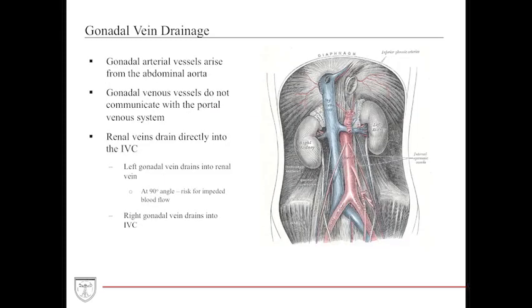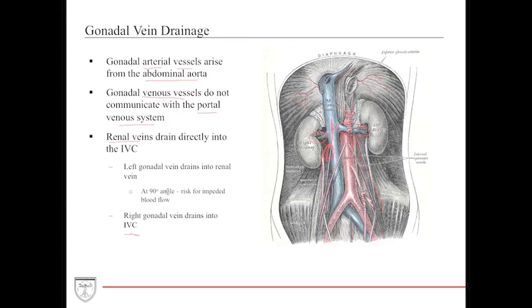So when we're discussing the gonadal arteries, it's important to discuss the gonadal veins. As you remember from earlier in this lecture, the gonadal arteries arise from the abdominal aorta. However, the gonadal vessels do not actually communicate at all with the portal venous system. They communicate directly with the IVC via the renal veins. The left renal vein and the right renal vein both will drain into the IVC. The left gonadal vein will enter into the left renal vein, while the right gonadal vein will enter directly into the IVC itself, right here, as you can see.